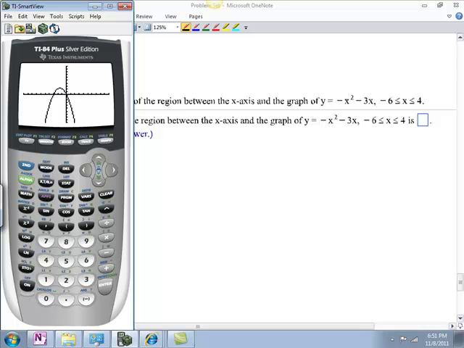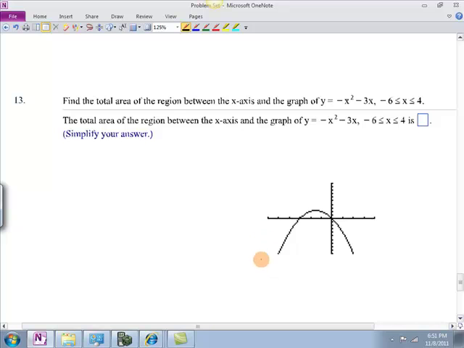Okay. How can we look at this particular parameter here? So if I went to the window and made negative 6 my x min and 4 my x max and hit graph. Okay. All right, if I pull this over here. So this is at negative 6 and this is at 4. This kind of came down that way and down that way.